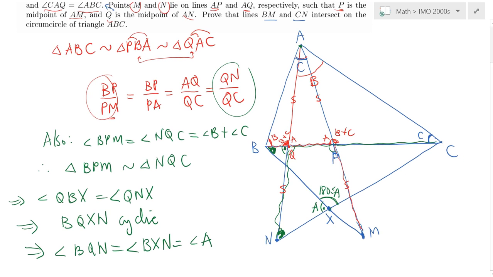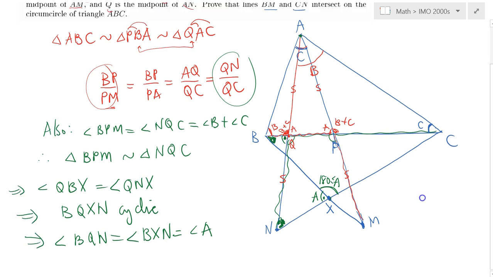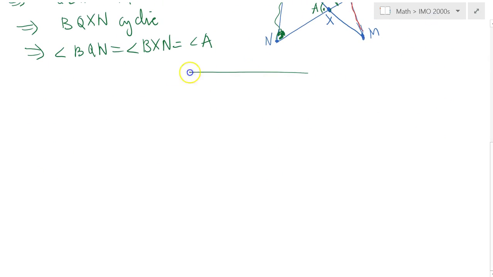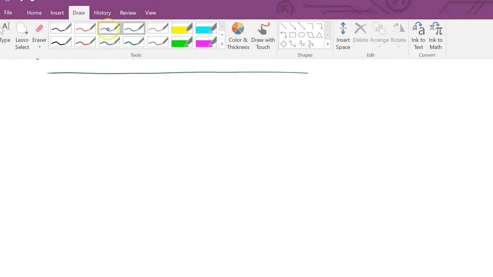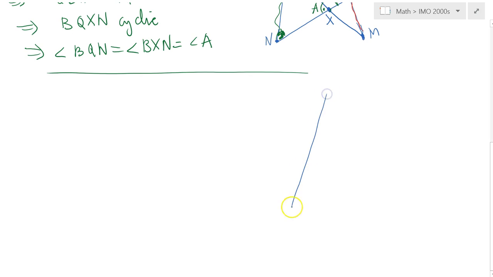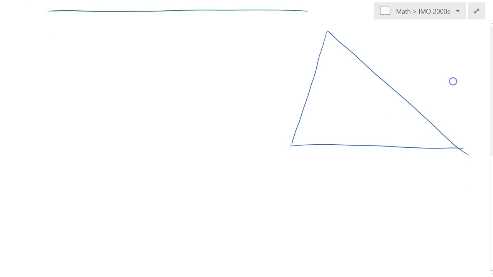I would like to also provide an alternative proof to that same problem. So let me go ahead and draw the picture one more time. This one will be a projective proof. So we have again our triangle ABC. Let me actually do it like this.